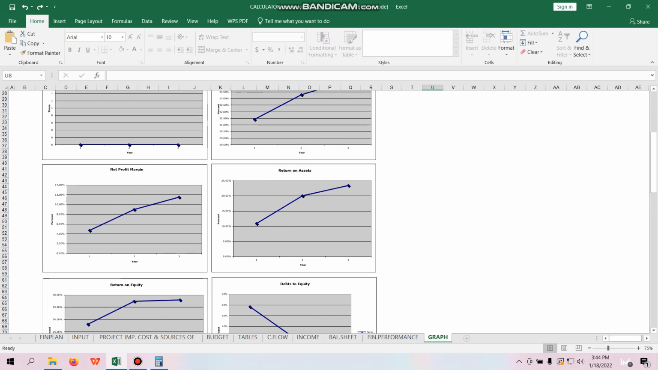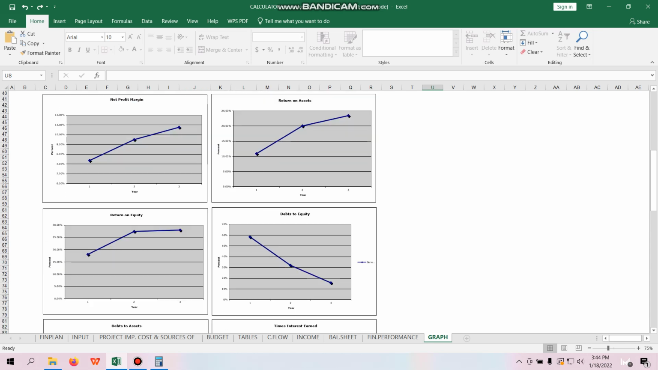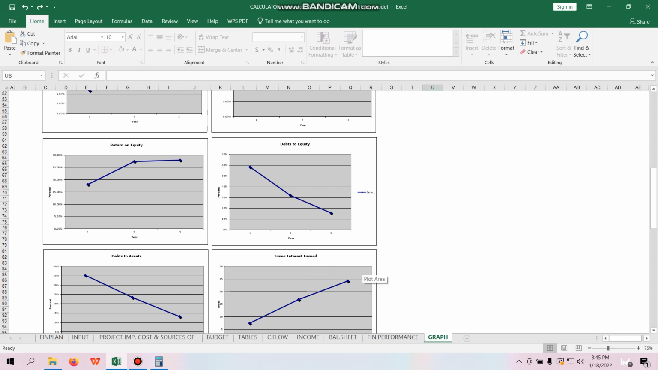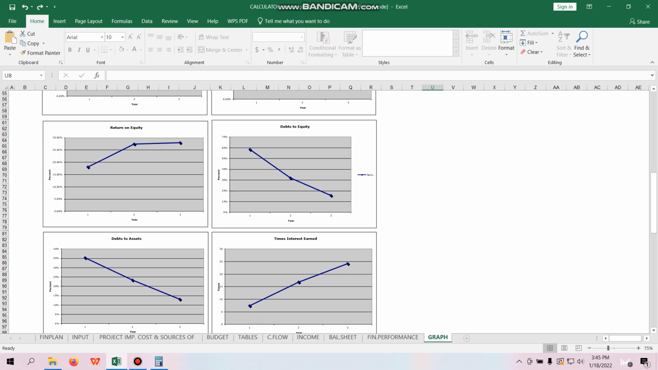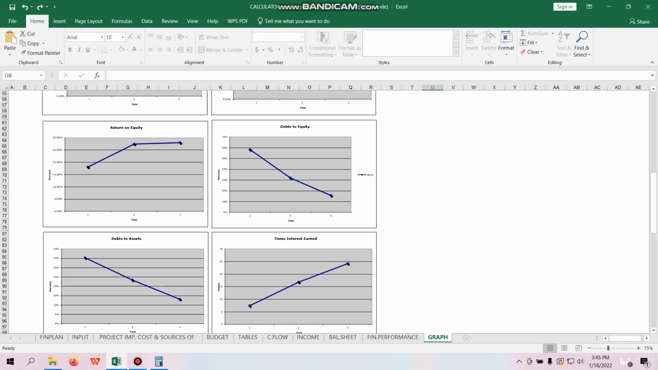This one, 2, 3, 4. If you see an increment, that one is good. This one, if you see a decline, that means this is good. Debt to asset also declines. Very good. Times earned, I think this one is simply the interest that you paid to the companies. I want to highlight the things.